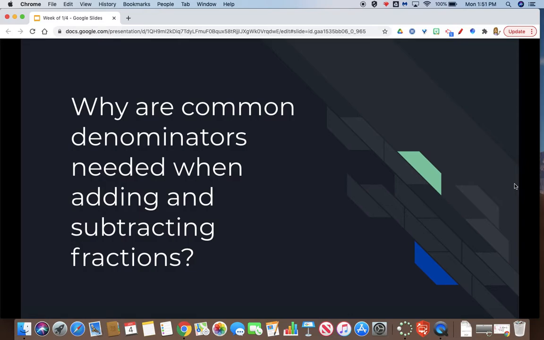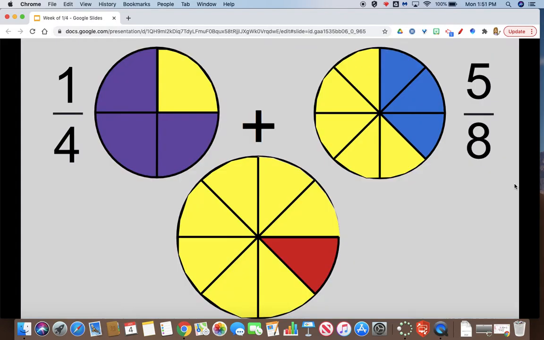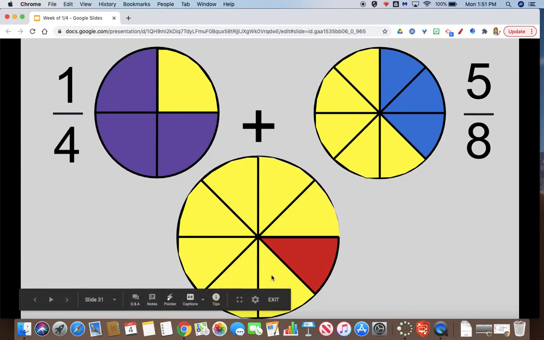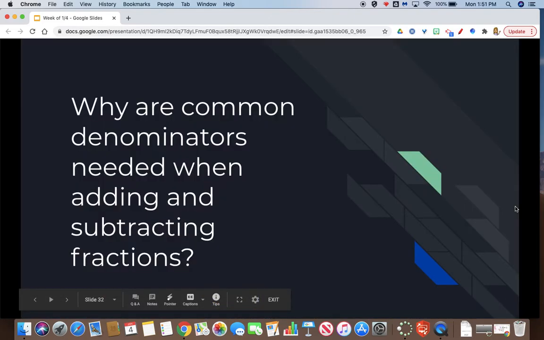Why are common denominators needed when adding and subtracting fractions? You'll notice we took our 1/4 and we had to think about it as 8ths before we could add in those 5 other 8ths. Common denominators are important because when we're adding and subtracting wholes, or parts of our wholes, we want to make sure that we're adding and subtracting pieces that are the same size. That's why it's important to make sure we have common denominators.